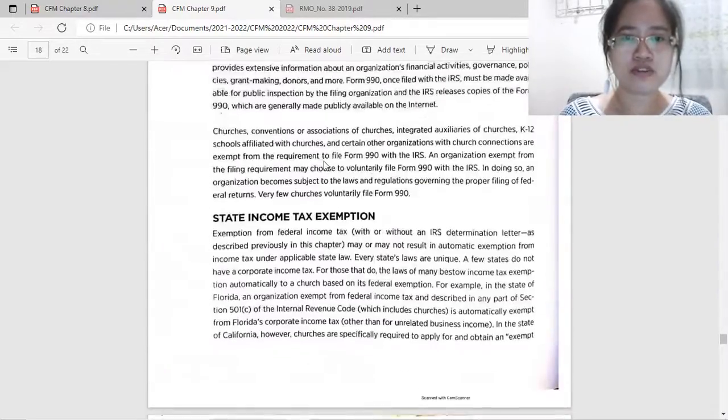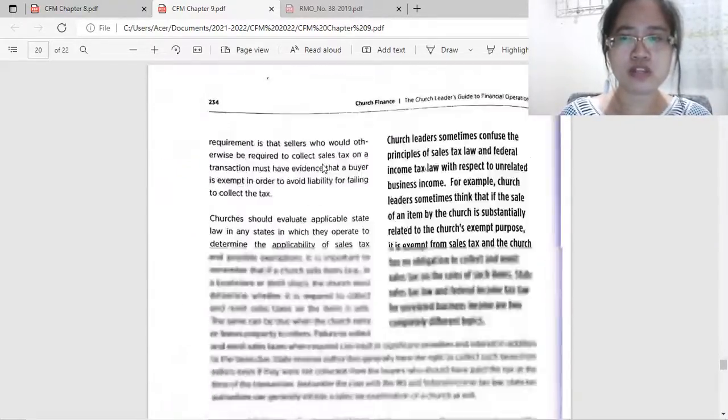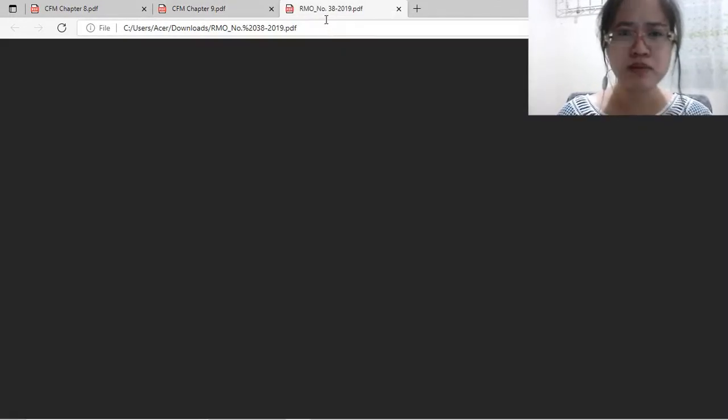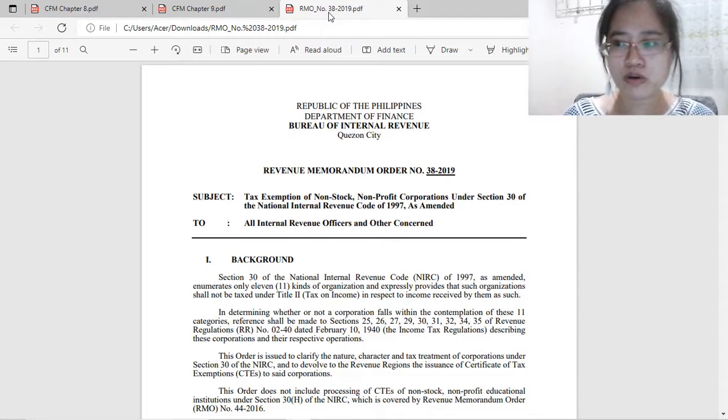And then you have your tax exemption. We'll be using a different material. I'll be providing you with a copy of this RMO, Revenue Memorandum Order number 38-2019. This is from the Bureau of Internal Revenue here in the Philippines. This is about the tax exemption of non-stock, non-profit corporations under Section 30 of the NIRC of 1997. Essentially, we call this the Tax Code of 1997.